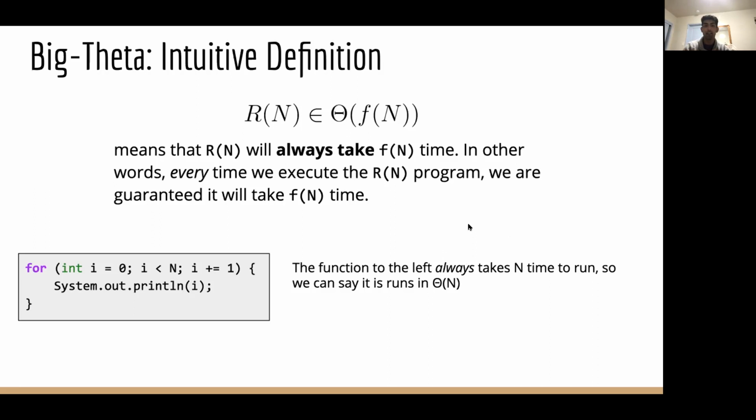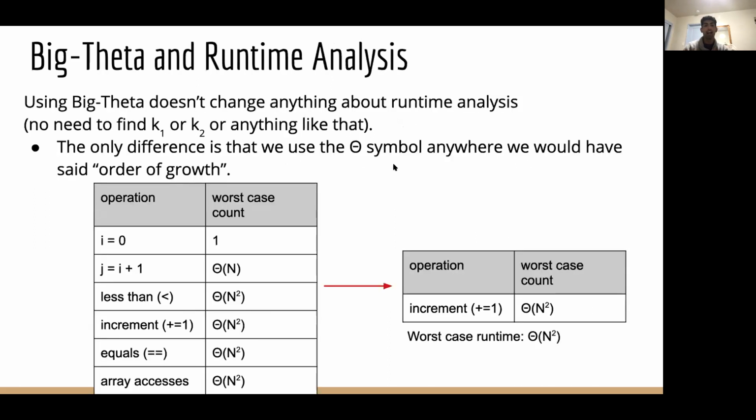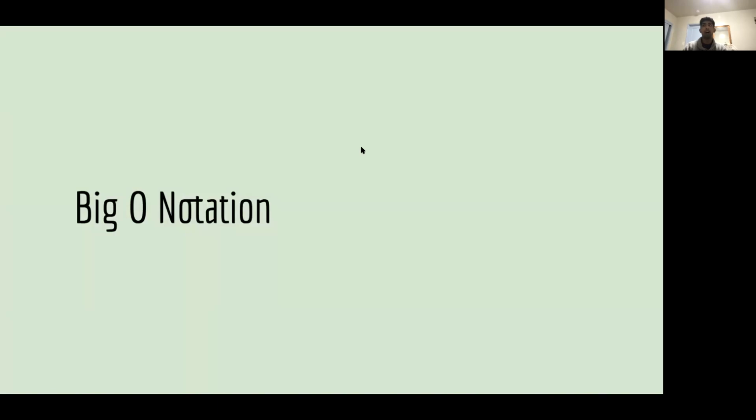So let's keep going. Looking at the symbolic count table from before, we haven't really changed anything. All we've done is we've replaced the order of growth with a theta bound. Okay? So nothing really new mathematically, just different notation. So two new bounds that we'll talk about are big O and big omega.